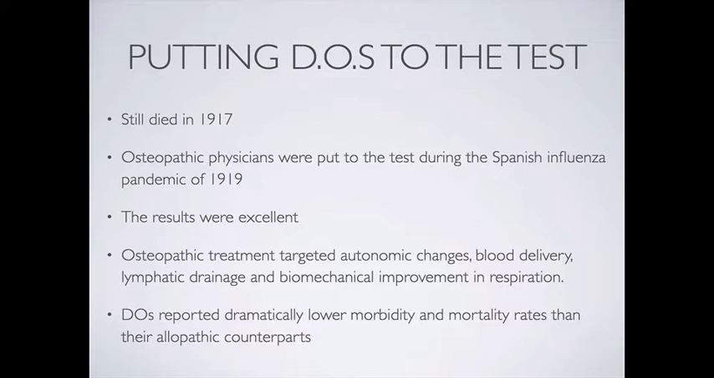So osteopaths, though, honed their treatment by looking at the autonomic nervous system. They were able to increase blood delivery, which we now know is how immune cells travel around in the blood: white blood cells, antibodies, etc. Lymphatic drainage helps to clear out things that are dead and damaged. With the Spanish influenza, there was a lot of respiratory compromise, so their ability to improve respiration by biomechanical manipulation really helped. It turns out that the osteopathic physicians had dramatically lower morbidity and mortality rates than their allopathic counterparts. So that was super cool, right? That really helped a lot.